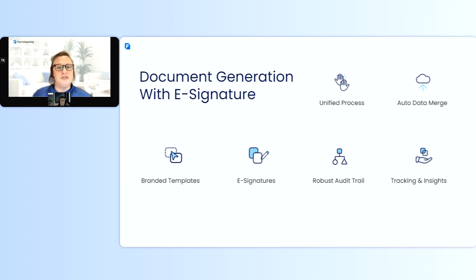A lot of organizations are still dealing with messy, disconnected processes when it comes to managing their data and documents. Without one streamlined system, teams end up pulling data by hand, creating branded documents separately, and then jumping into yet another tool to get those signed. It slows everything down, opens the door for mistakes, makes it harder to keep branding consistent, and it adds unnecessary extra costs and complexity. That's where FormAssembly's document generation comes in.